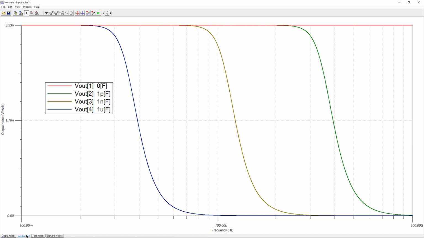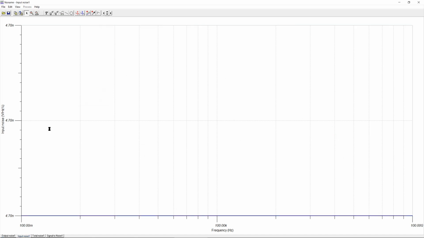Okay, let's also look at the input noise voltage. You can see actually there is no difference. It is 4.7 here, 4.7 here. I will do separate curves, then you will see what's happening.